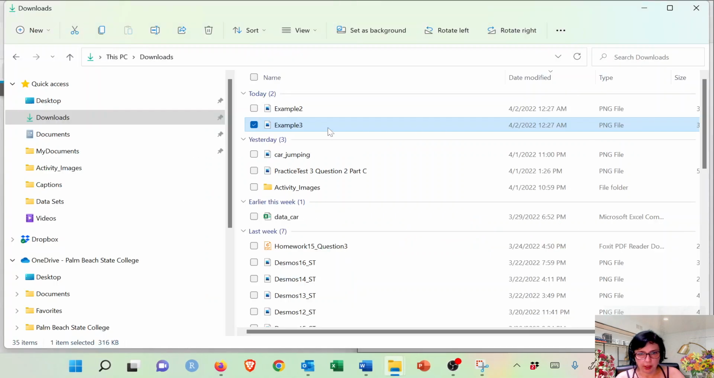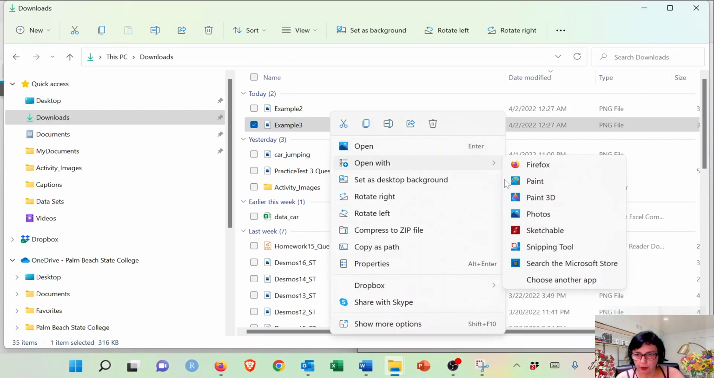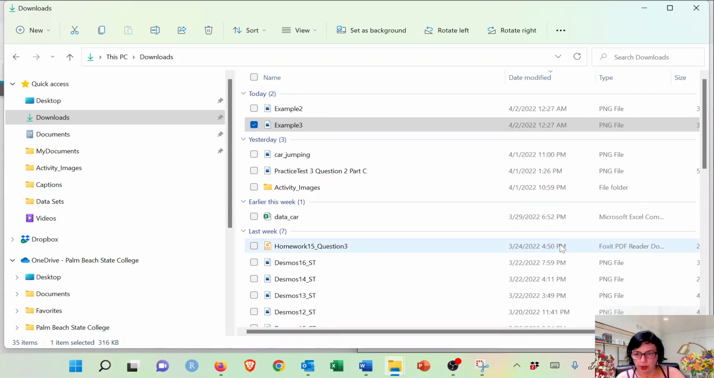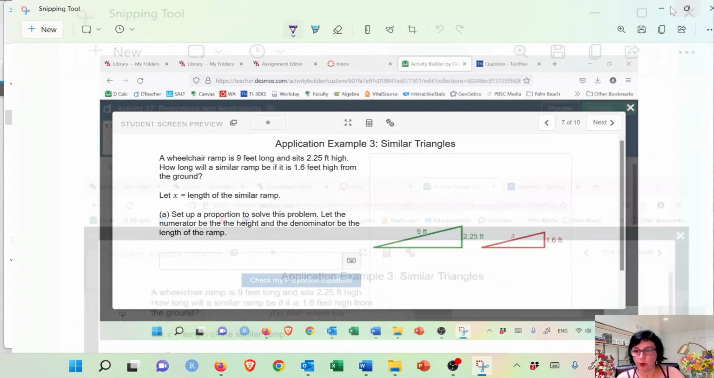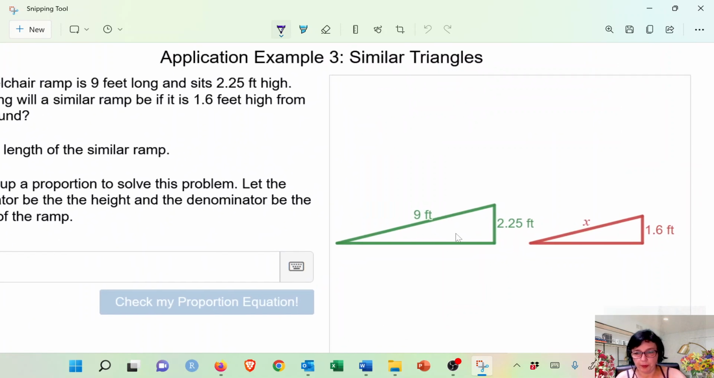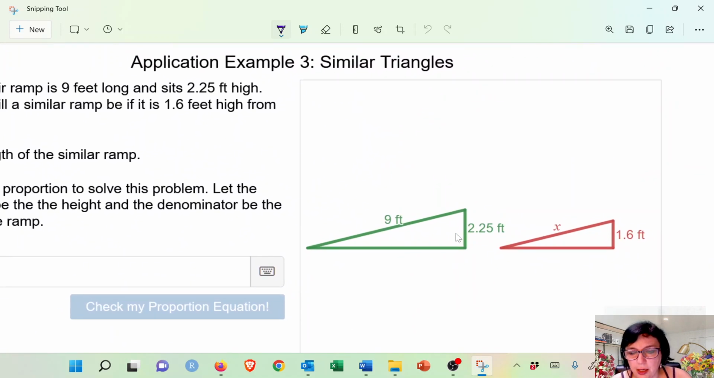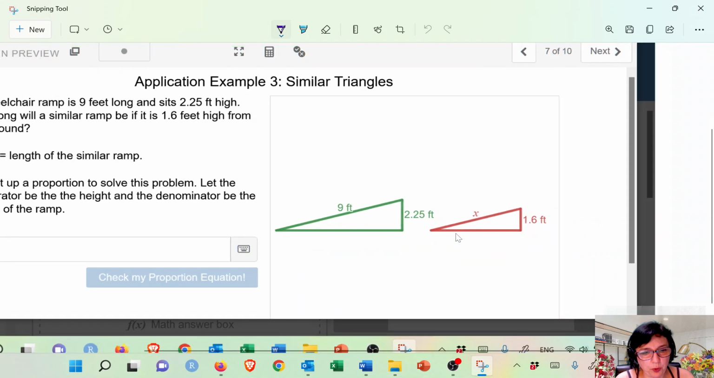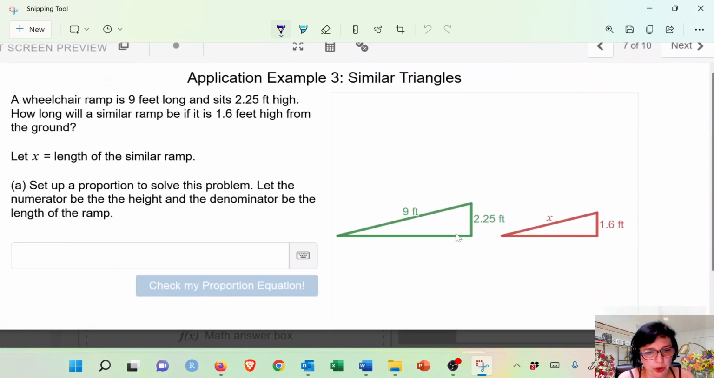Just give me one second. I need to open this in a different app so that I can actually draw on it. All right, so I opened that here. Let's go ahead and draw. We can see that it doesn't really matter what you put where, but it tells you that the height of the ramp, this is like a wheelchair ramp and another ramp, should be on the top. Height should be on the top, and then the denominator would be the length of the ramp.